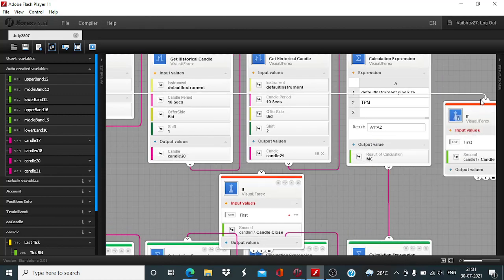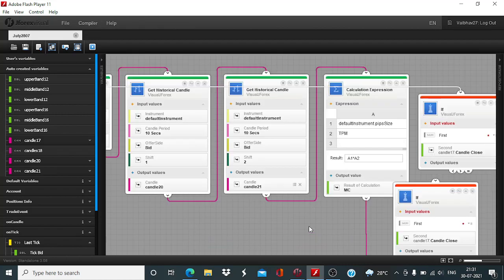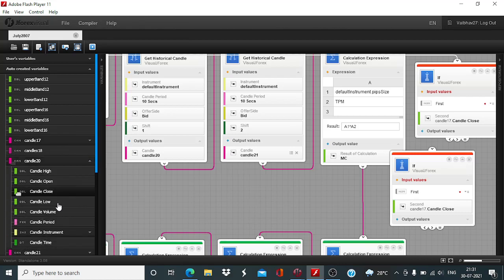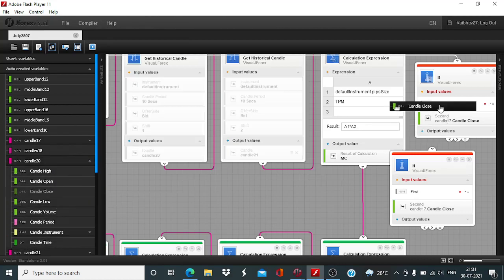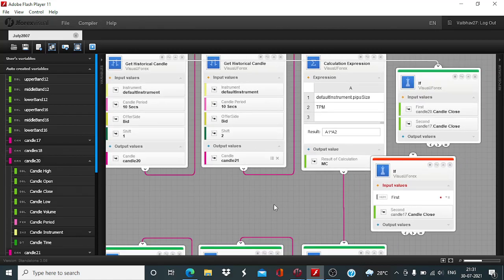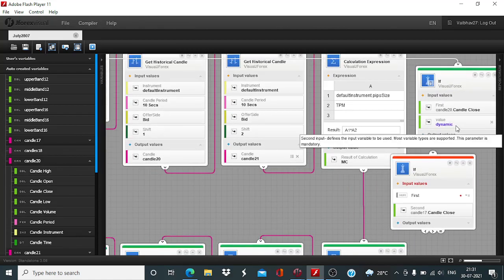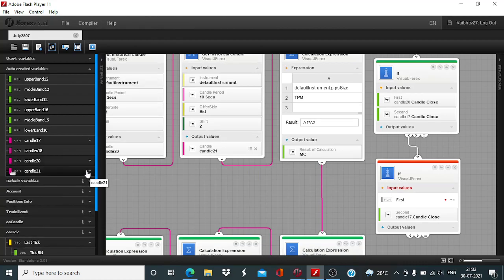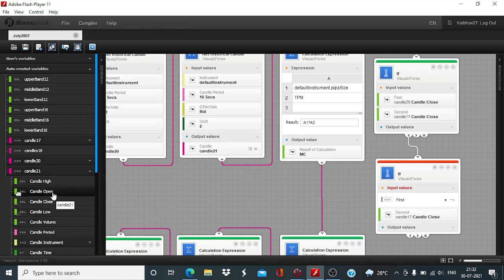Candle 17 candle close will be compared to candle 20 and candle 21's closing values. Candle 20 candle close needs to be less than candle 17 candle close. First input less than second input. And candle 21 candle close should have been greater than candle 17 candle close.